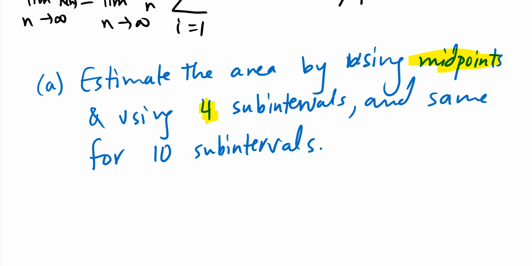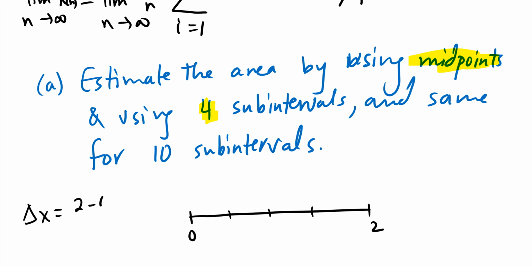Okay, only 4. So I'm going to first draw the 0 to 2, and I'm going to split it into 1, 2, 3, 4 subintervals. Delta x is 2 minus 0 over n. N here is 4, so that's 1/2. So this is 1/2, this is 1, 1.5, and 2.